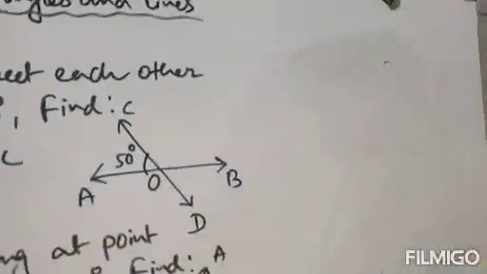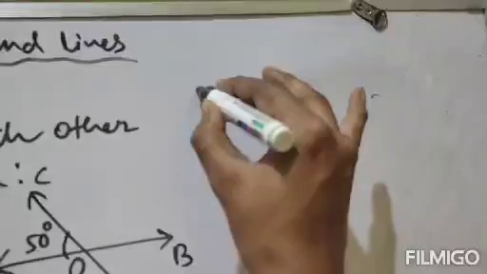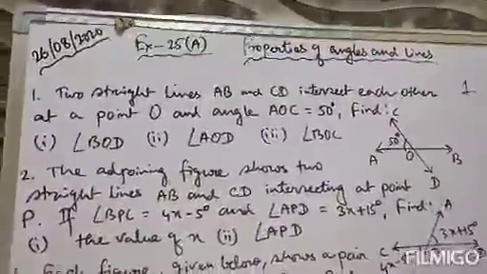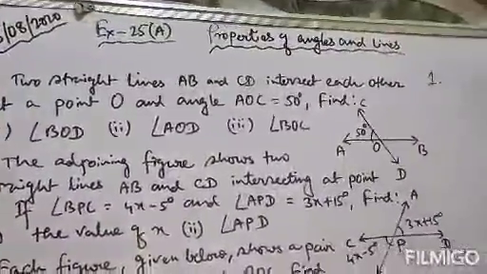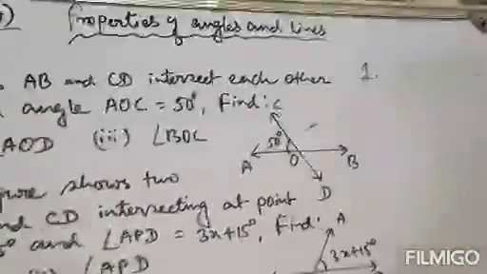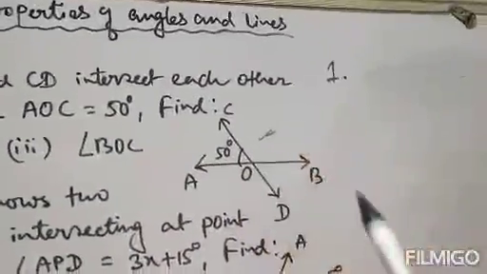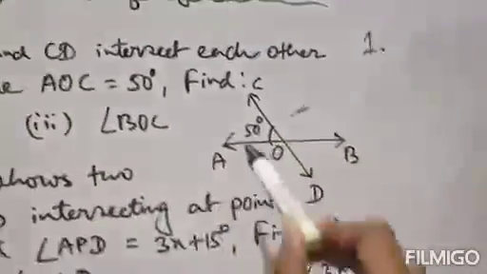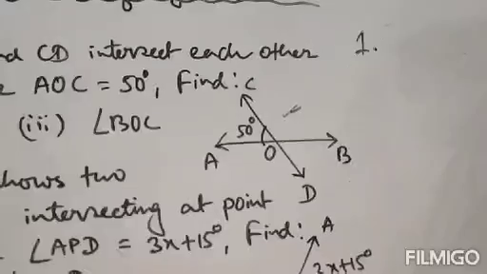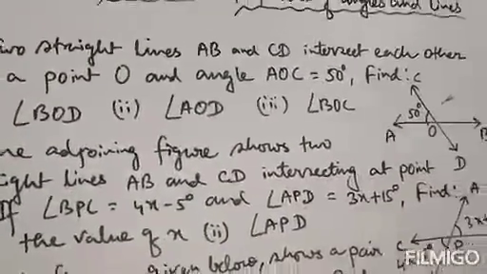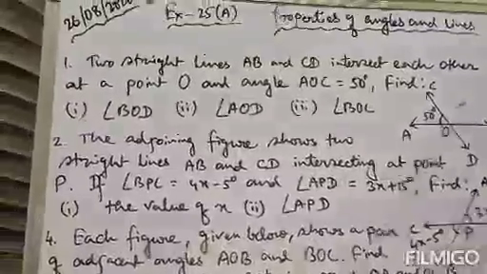So let's start with question number 1. Question number 1 states that two straight lines AB and CD intersect each other at point O and angle AOC is given as 50 degrees. That is the diagram given. So AB and CD are two straight lines that intersect each other at point O, and AOC is 50 degrees. We have to find angle BOD, angle AOD and angle BOC. So there are 3 questions under part 1.